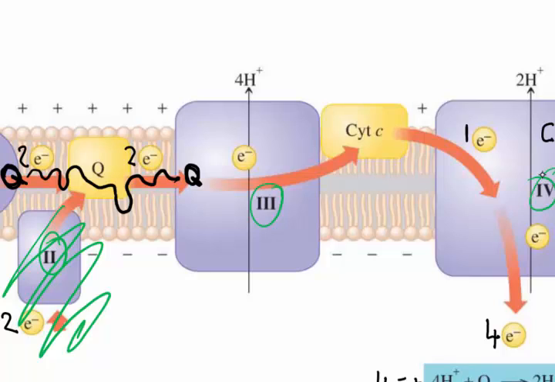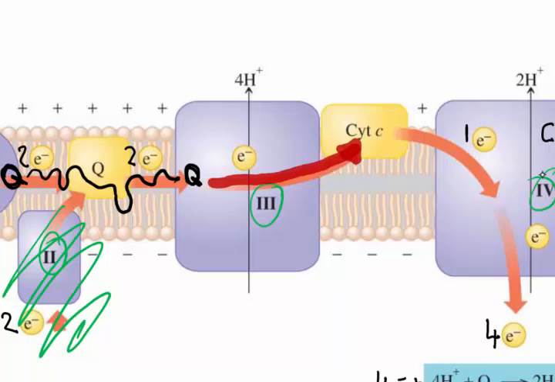Gives off electrons, so it gets oxidized again. These electrons get transferred to a small molecule, a small protein molecule called cytochrome C. It's called cytochrome because it's colored. It has an iron in it, but we don't need to know these details. So cytochrome C gets reduced because it gets the electrons in complex 3.